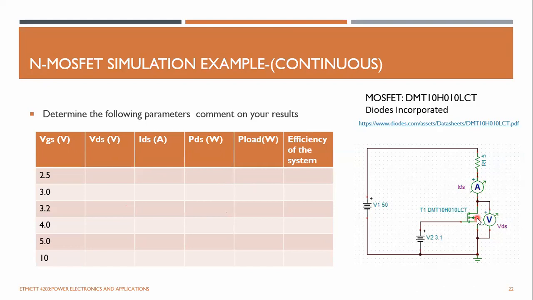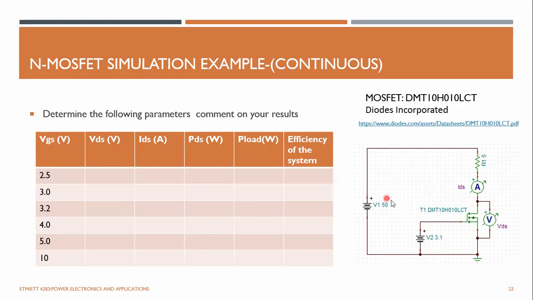Power dissipation of the MOSFET is simply this current times this voltage, and the power of the load should be I squared R, this current squared times this resistance. Overall efficiency is the ratio of the power on the load to the input power, right? This is the power loss across the device. So the lower the heat dissipation across the MOSFET, the higher the efficiency. You can just compare the efficiency of the system.